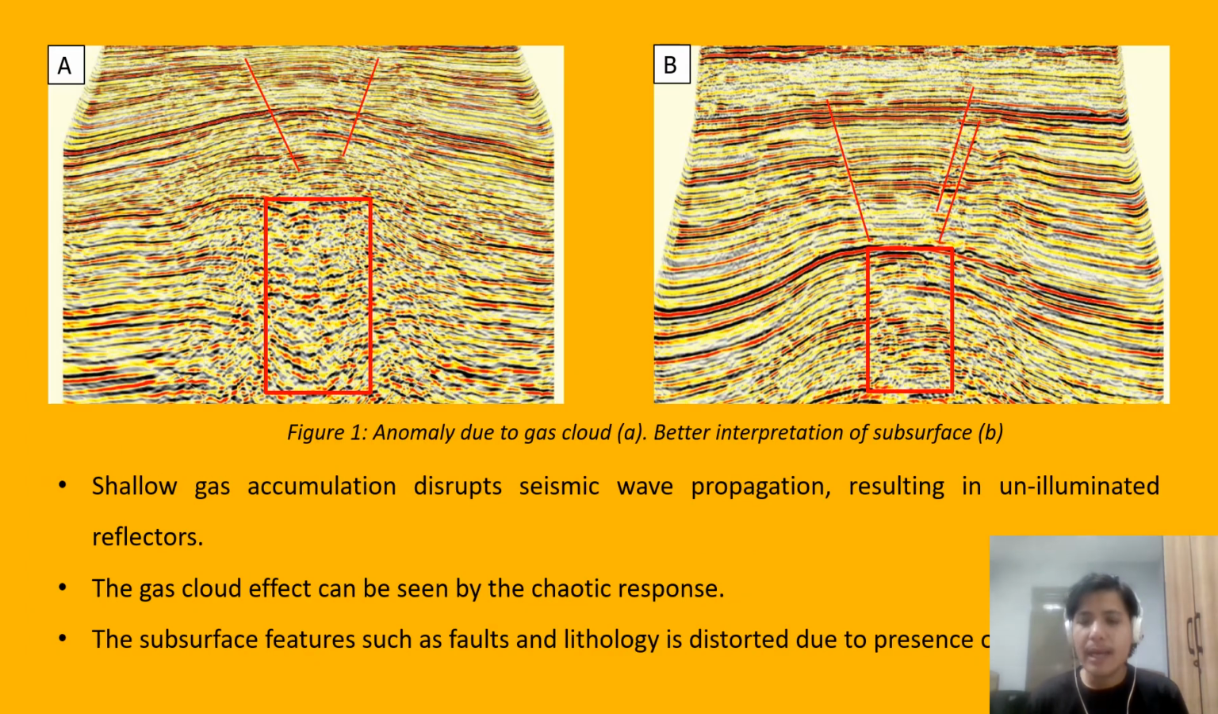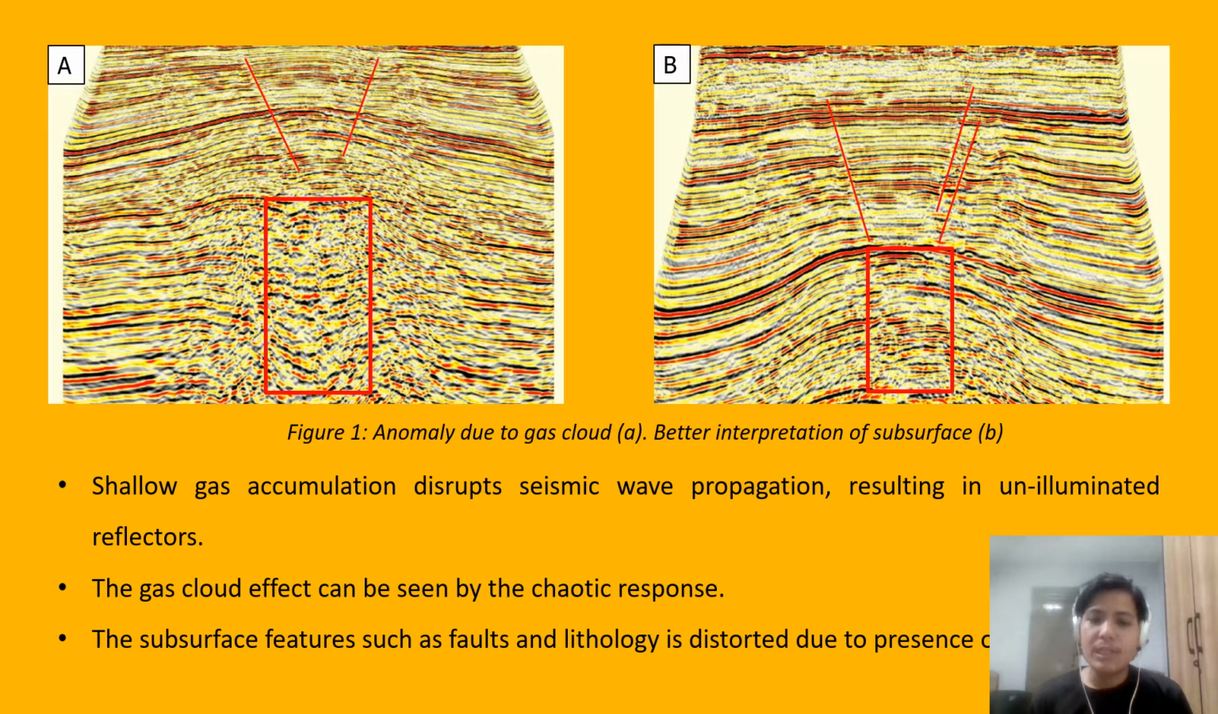Now let's look at figure 1. Figure 1a shows the anomaly due to gas cloud, which you can observe from the red rectangle, while figure 1b shows a better interpretation of the subsurface. The red line is indicating the fault structures.